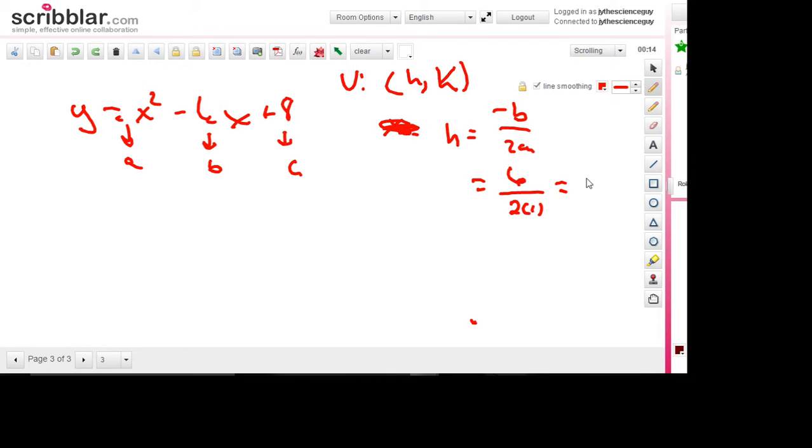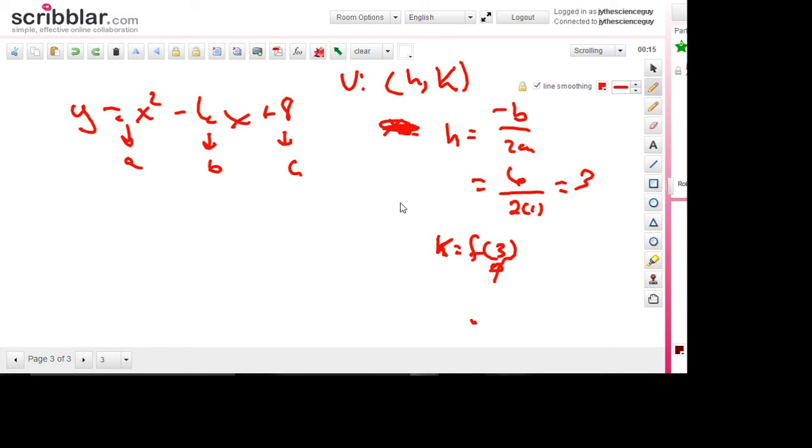So that number is equal to what? -b over 2a. So that would be 3. Now to find your k, k is equal to f of 3. Do you know what that means when I write that? That means you take this 3, and every place where you see an x, you plug in 3. That's what that means.